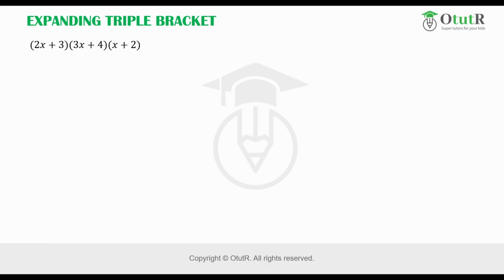For doing this, the first step is we are going to choose the first two brackets. So let us choose 2x plus 3 and 3x plus 4. Perfect. Now, after choosing the first two brackets, we are going to multiply each term of the first bracket with each term of the second bracket. Let us understand what that means.